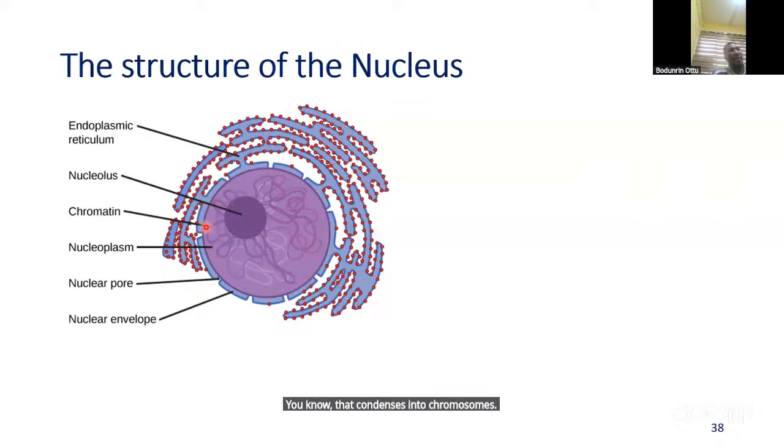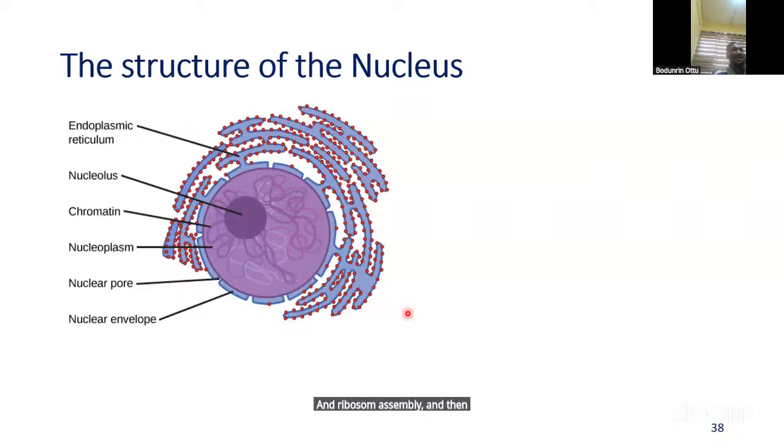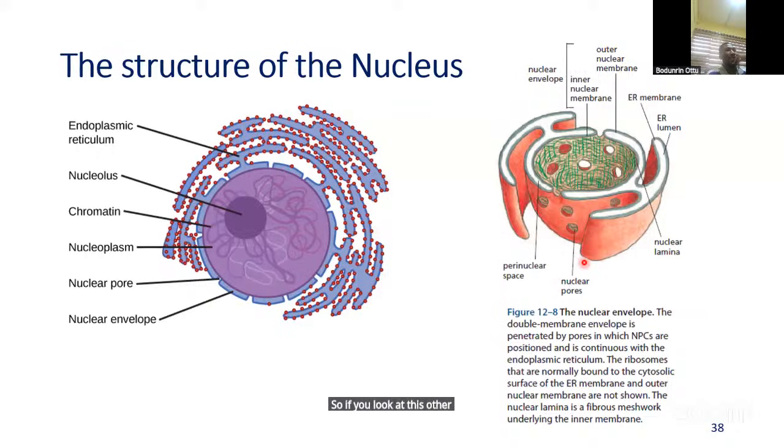Then you have the nucleolus, which I said helps with rRNA synthesis and ribosome assembly. And then around the nucleus, it is continuous. Remember when I told you about the endomembrane system, I said the nucleus is continuous with the endoplasmic reticulum.